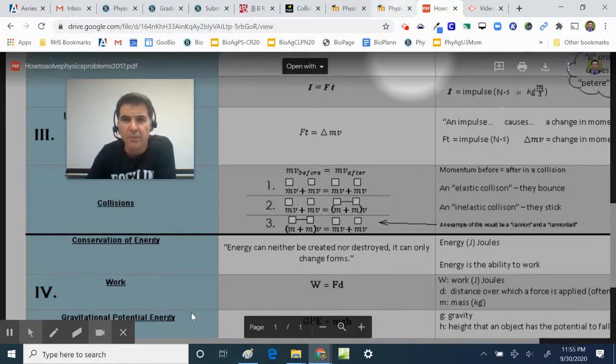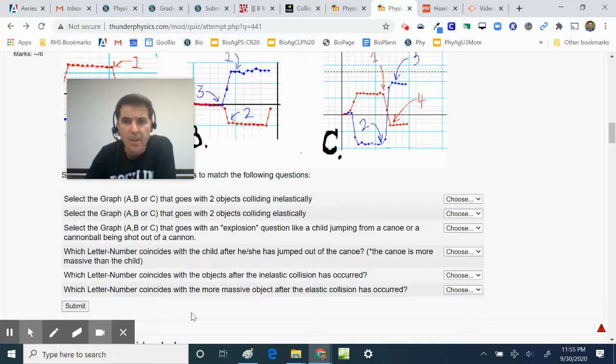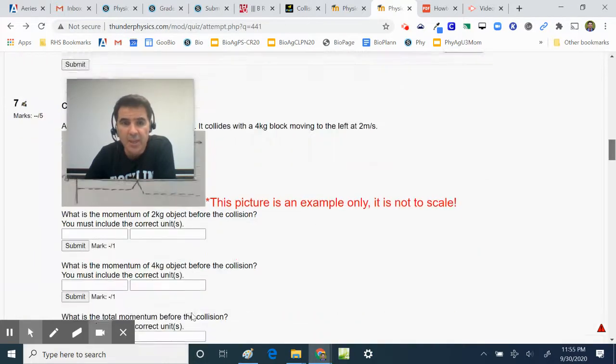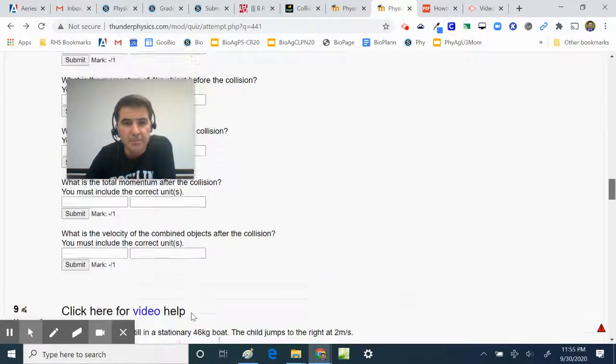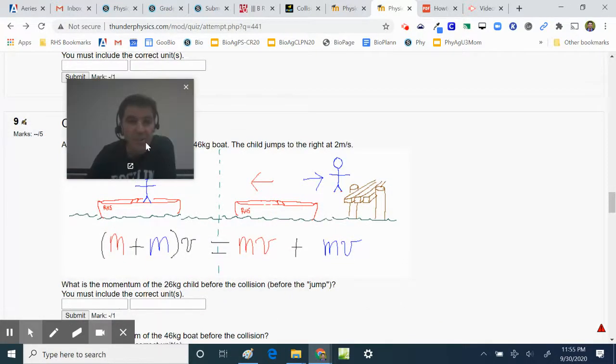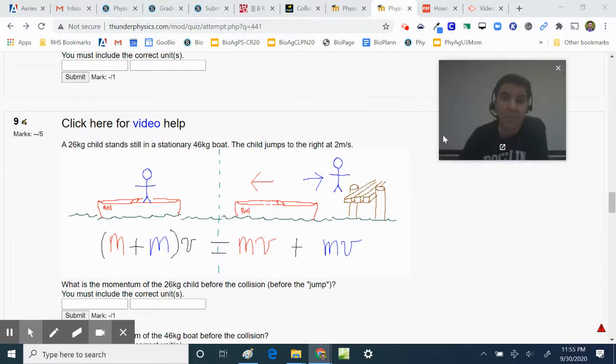So what am I looking for? I'm looking for right here. Okay, so I'm going to scroll down to this. So check it out. There we go. So this is another example of an explosion equation.